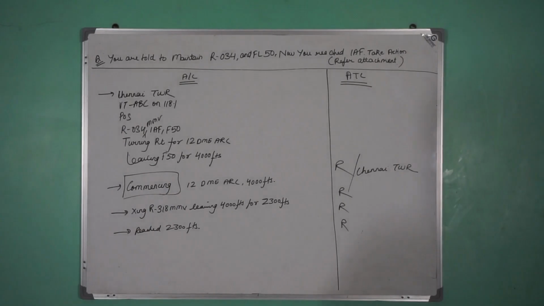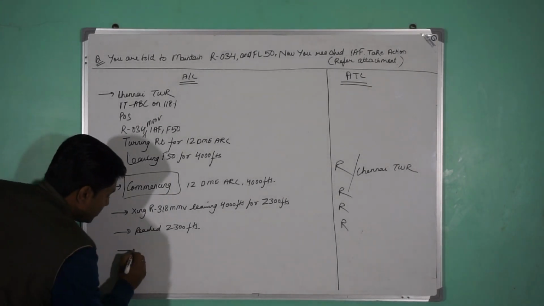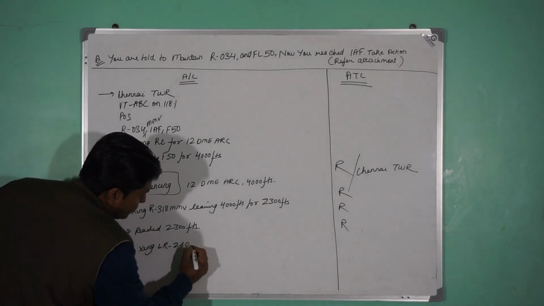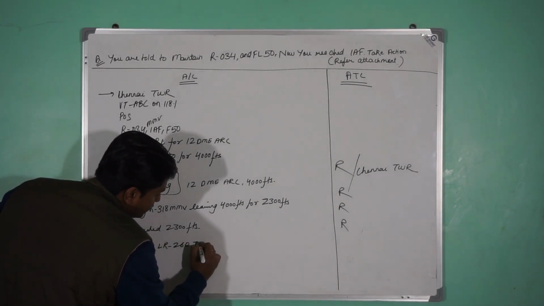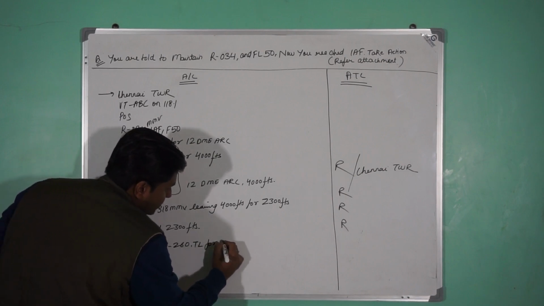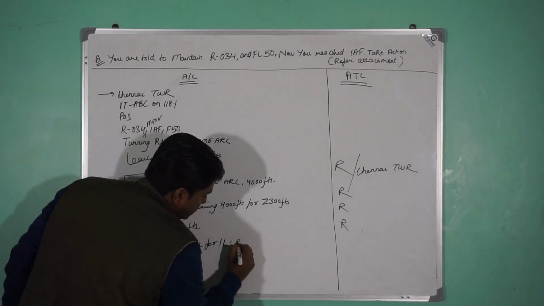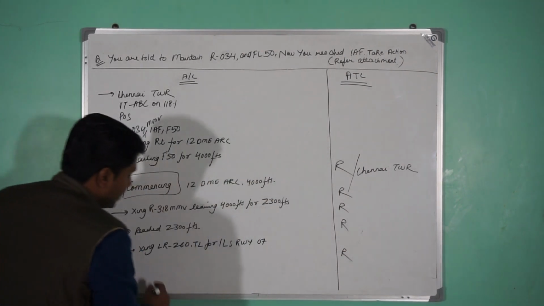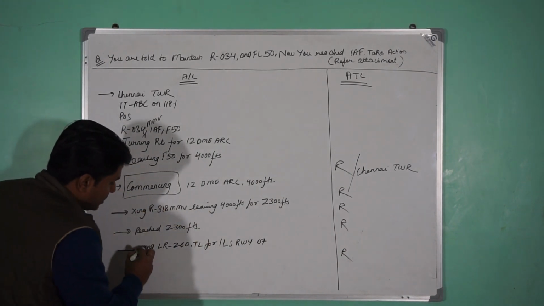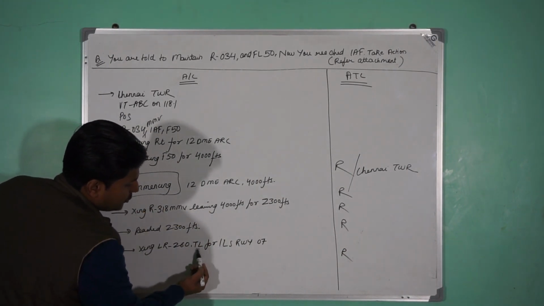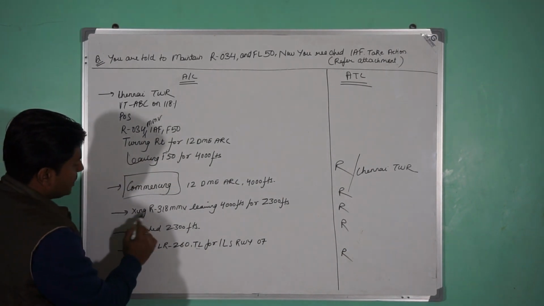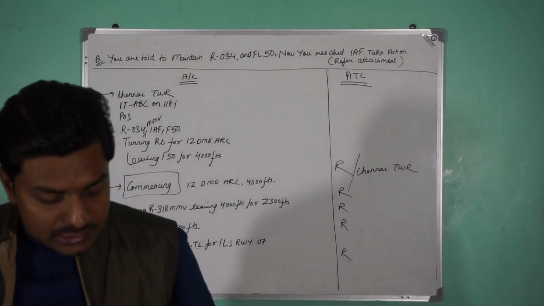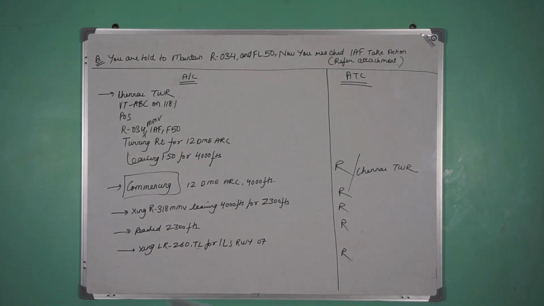So I will say the same thing. Crossing lead radial 260, turning left for ILS runway 07. So Roger. Everywhere I am using 3 W's: where I am, what I am doing, and forward. Where I am, what I am doing, forward. So just keep those things in mind. You have to use the 3W format.